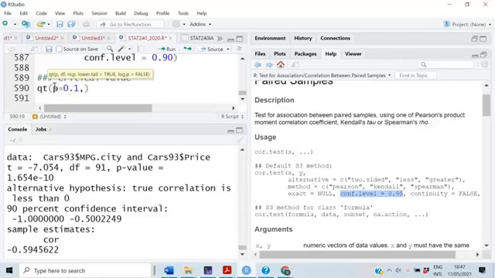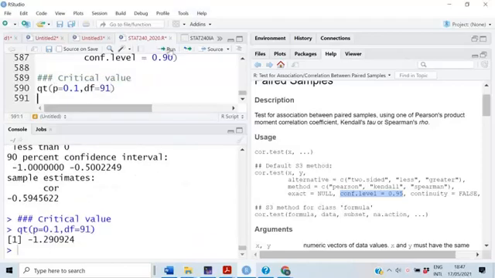0.1. DF is equal to 91. So of course this will be negative. So you see this is negative 1.29. So what is my T? The T is negative what? 7 point something. So I come here. Where is negative 7 point something? It will be somewhere here.